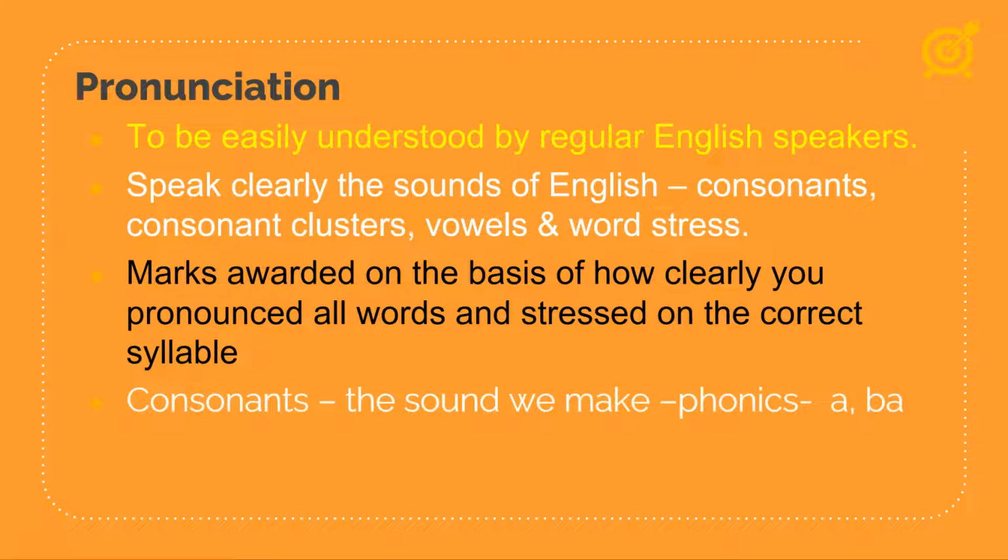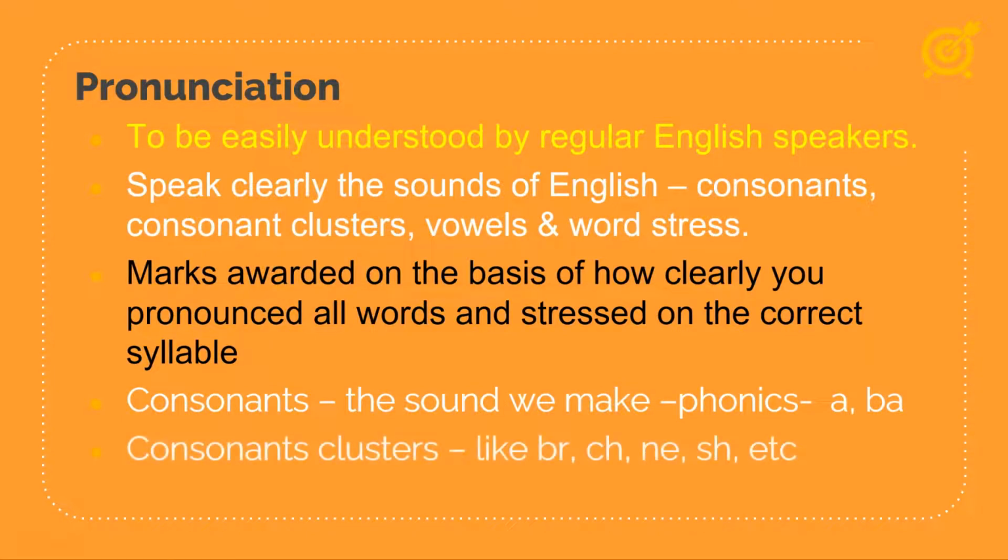So consonants are the sounds we make, like the kids learn in phonics: A, B, K, and so on. Consonant clusters are how 2 consonants in combination sound. So for example, B and R sound like brr. C and H together sound like ch, and then sh, and so on. And vowels.